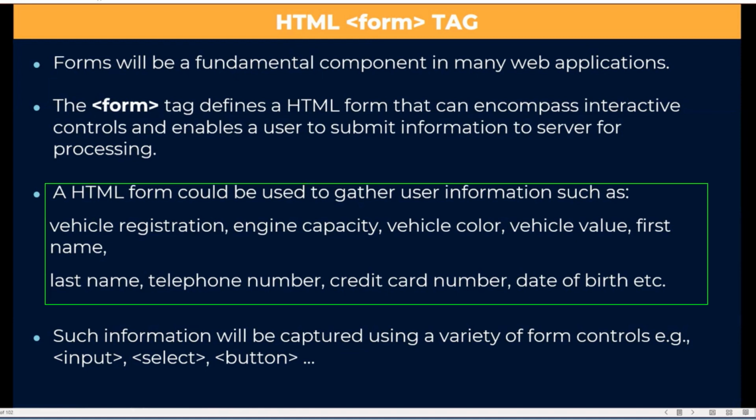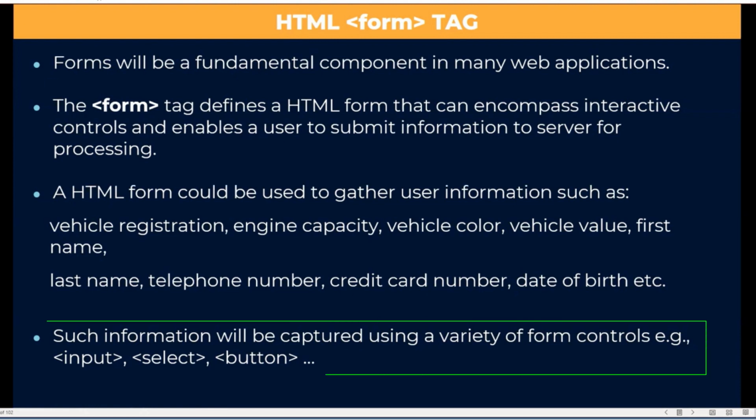An HTML form can be used to gather user information such as the vehicle registration, the engine CC or capacity, the vehicle color, etc. So such information will be captured using a variety of form controls. For example, an input, which could be of type text, or it could be a number, which we're going to look at, or it could be a select where we will pick from a list, or it could be a button which will submit the data.